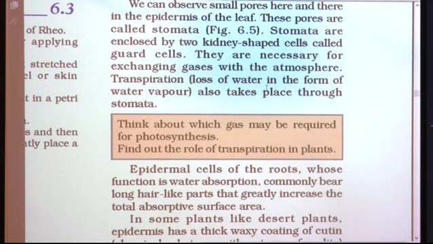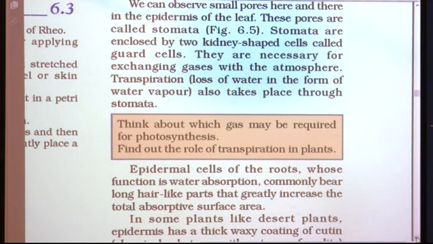Transpiration means loss of water in the form of water vapor. So, continuously water is lost from the plants, that is called transpiration. So, this is loss of water in the form of water vapor and it also takes place through stomata.